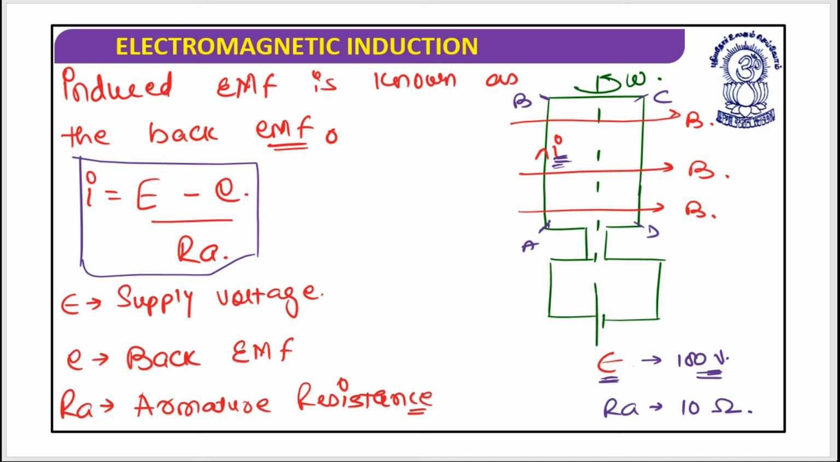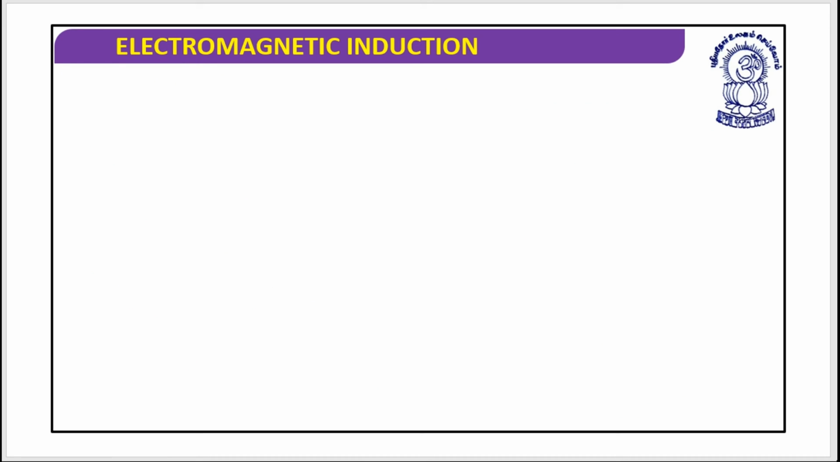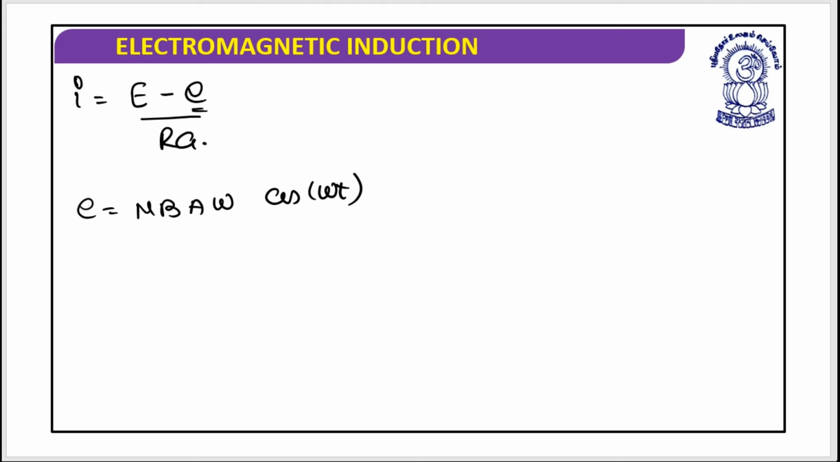When I got surprised, I understood that this is the back EMF which changes, and this creates a problem. Now why does this create a problem? Let's think about this logically. Whatever the current I am going to receive is I = (E minus e) divided by RA. What is e? We call this the back EMF. It's NBA omega cos omega t. That is what we understand. Now the problem is this E is fixed, we don't have any issue with this. The problem is this is with respect to time, which is changing.